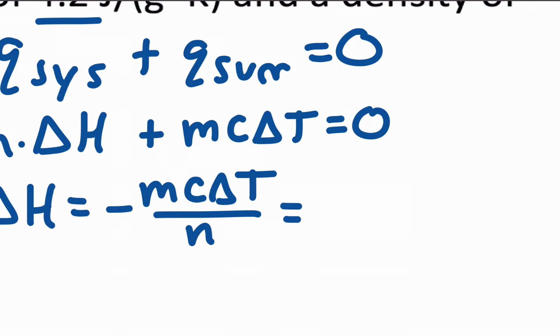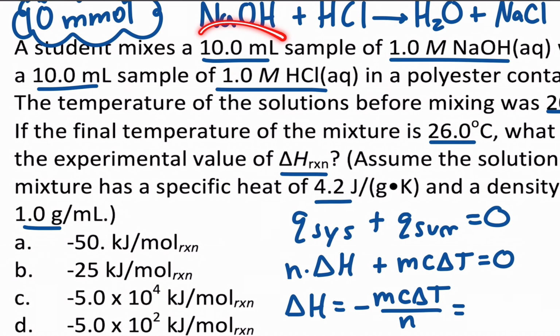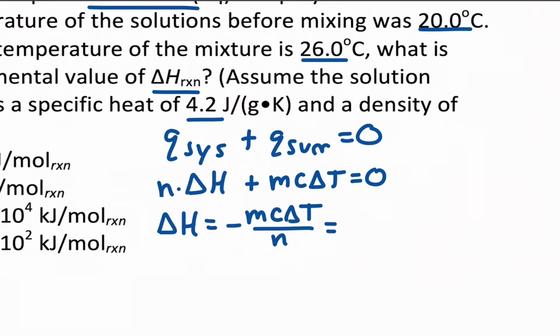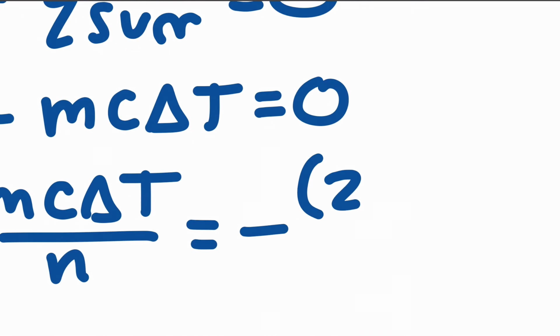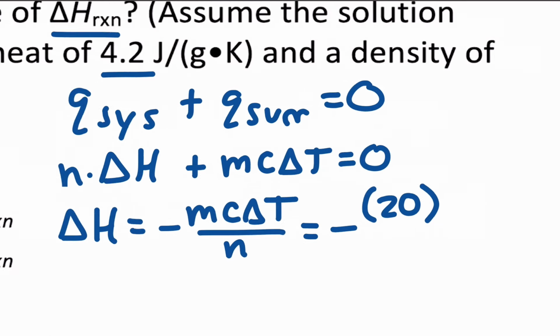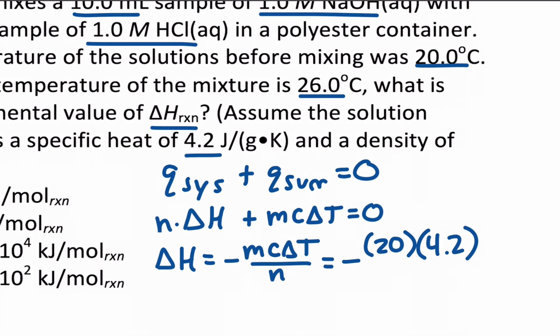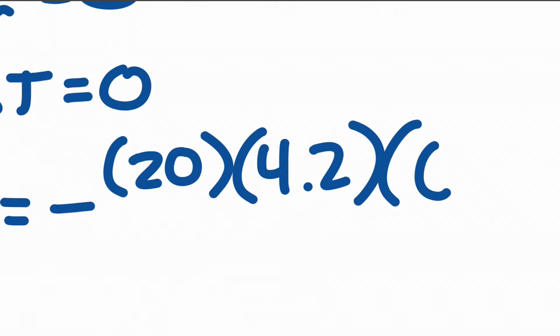And I look back at the question and figure out what I've got. What's my m? Careful, it's the sum of everything. This reaction becomes its own surroundings. So I add the two volumes, which are actually masses. So this is 10 grams plus 10 grams. So I get 20 grams. The specific heat they told me is 4.2. And the delta T is final of 26 minus initial of 20, so 6.